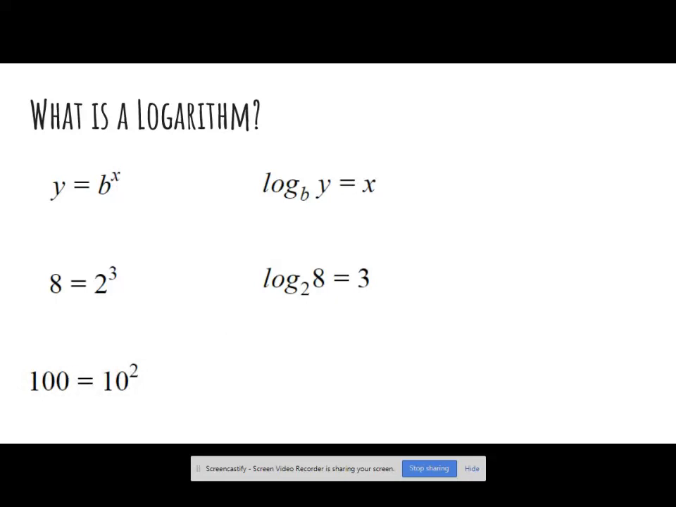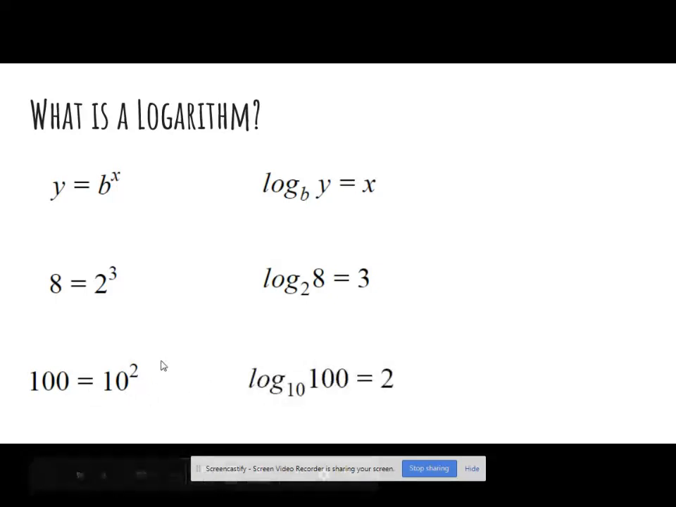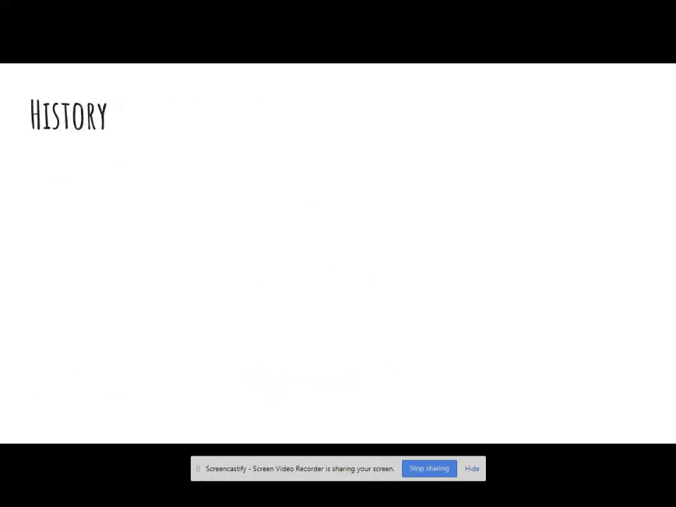Here's another example. 10 to the second power equals 100. 10 squared equals 100. If we wanted to rewrite this as a logarithm, the base of the exponent is 10, so the base of the logarithm will be 10. And we flip-flop the domain and the range. So that's the idea.